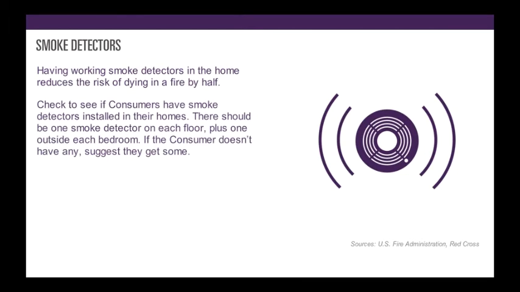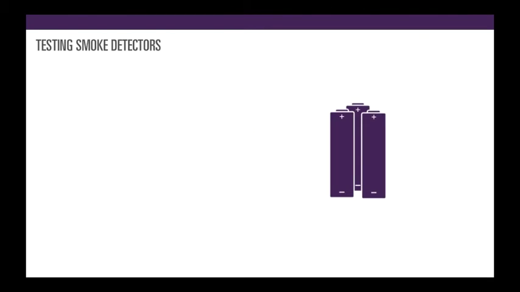HCAs should check to see if consumers have smoke detectors installed in their homes. There should be 1 smoke detector on each floor, plus 1 outside each bedroom. If the consumer doesn't have any, suggest they get some. Smoke detectors are inexpensive and save lives. It's not enough to have a smoke detector in the home. You have to make sure it's working.